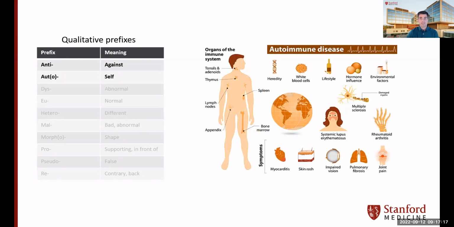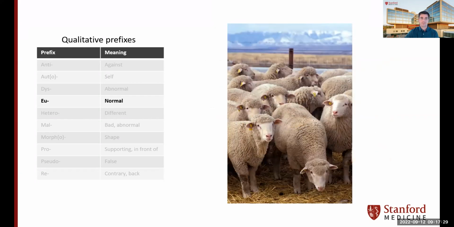Auto refers to yourself. For instance, autoimmune disease is when antibodies inappropriately target our own antigens, causing things like lupus, rheumatoid arthritis, multiple sclerosis, etc. Eu is normal. For instance, euthyroid is when your thyroid levels are normal, compared to hyper, which is high thyroid levels, or hypo, low thyroid levels.